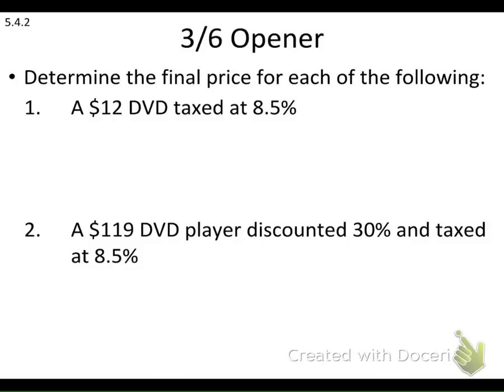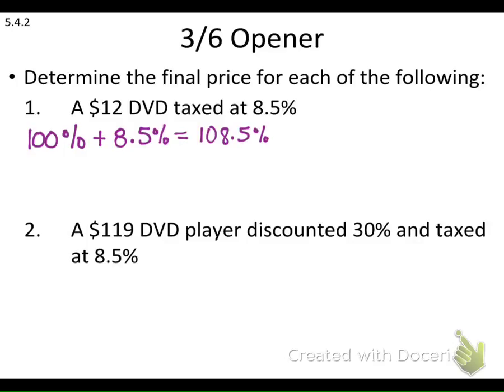So in order to determine that, I need to start with step 1, which tells me to start at 100%. Step 2 is add or subtract. If it's an increase or decrease, well, tax is going to be an add. It's going to be an increase, so I'm going to add 8.5%, which equals 108.5%. Don't forget it's 108.5%. So that's step 2.